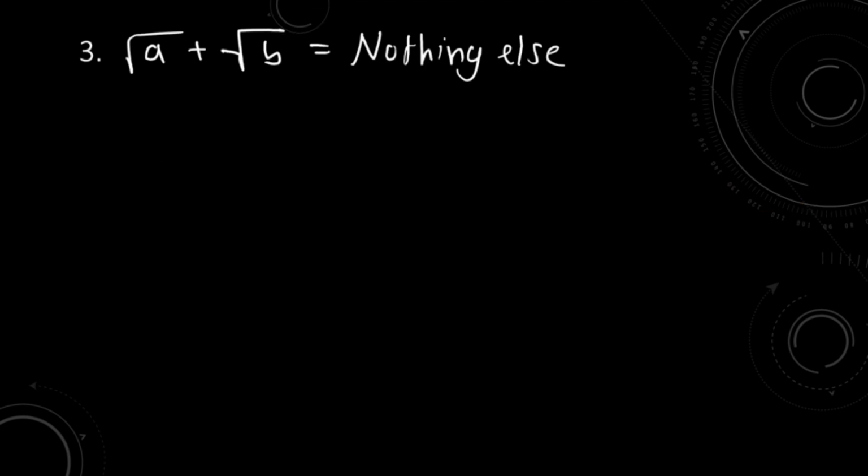Rule number 3: square root A plus square root B equals nothing else. The reason I wrote this is because this is the simplest form. You cannot do this: square root A plus square root B does not equal square root A plus B. It doesn't work with addition, it's not the same thing. This is the simplest form, and you can't go any simpler than that.